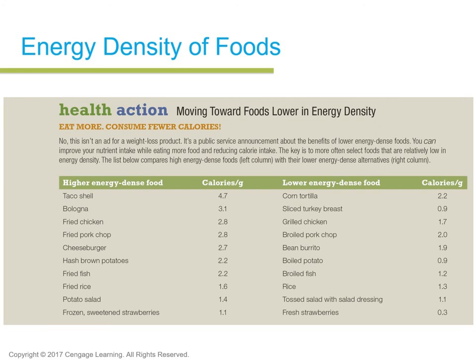Health action: moving towards foods lower in energy density. Your book has a nice little table called the Health Action segment, and it lists some higher energy-dense foods and their calories per gram, and how you can choose on the right side a better version of it in order to decrease your calories per gram. For example, if you like frozen sweetened strawberries, it packs on 1.1 calories per gram. You can choose fresh strawberries, which give you 0.3 calories per gram. And if you like hash brown potatoes, you can substitute boiled potato instead.